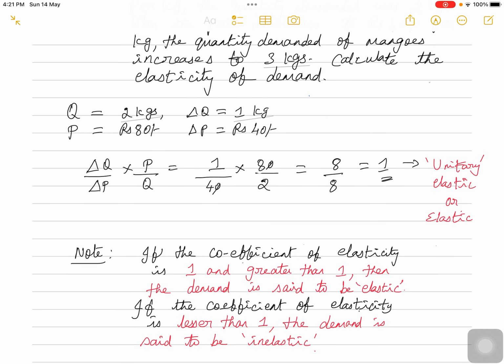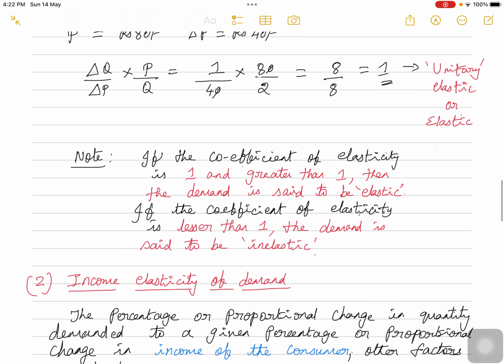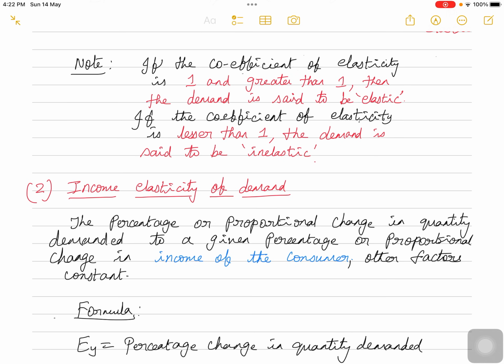This is the coefficient. This is the numerical value of elasticity. So unitary elastic, or you can generally say the demand for mangoes is elastic. So if the value is 1 or more than 1, then we will say that particular commodity has elastic demand. Okay. So if the coefficient of elasticity is 1 or greater than 1, then the demand is said to be elastic. If the coefficient of elasticity, that is the numerical value of elasticity of demand, is lesser than 1, the demand is said to be inelastic. Okay. So this is the price elasticity of demand.